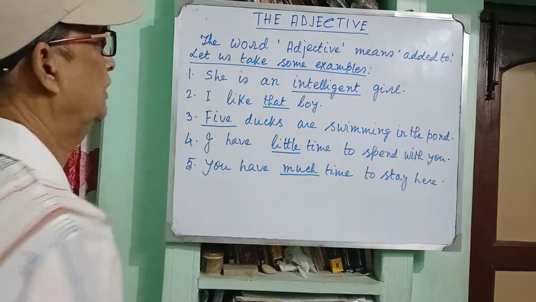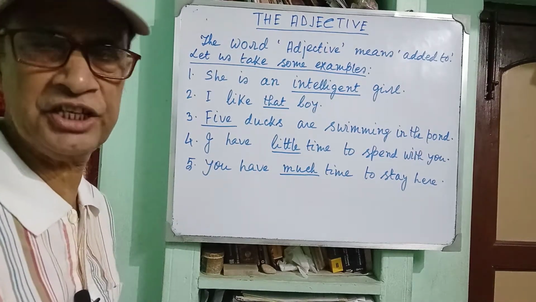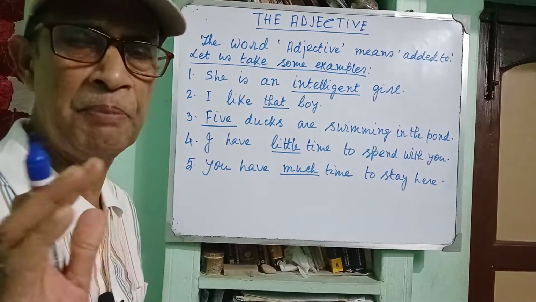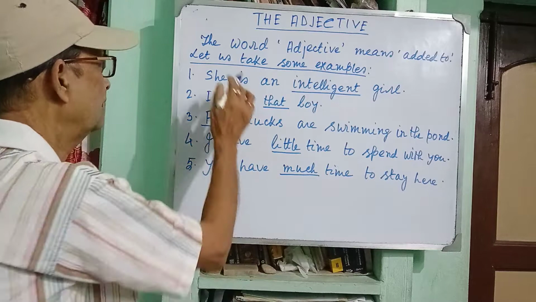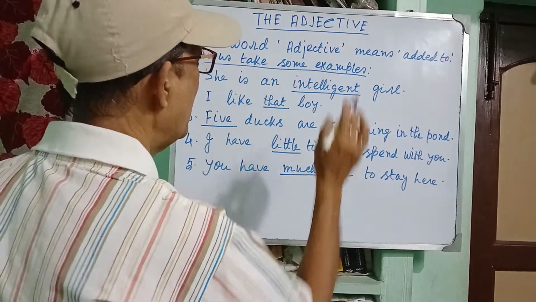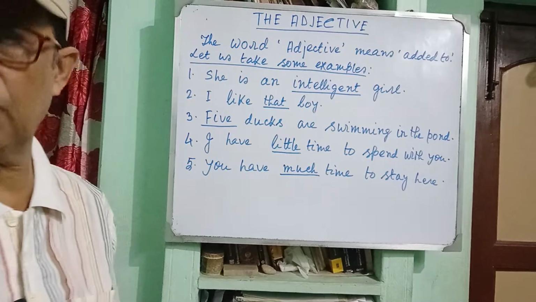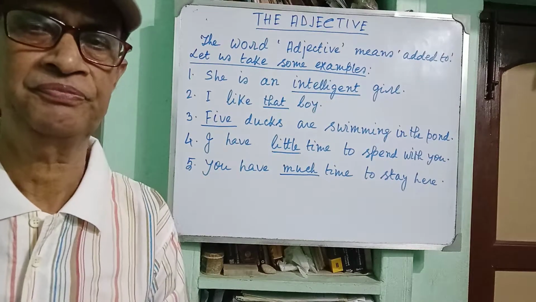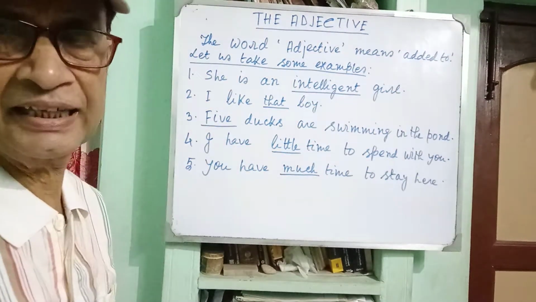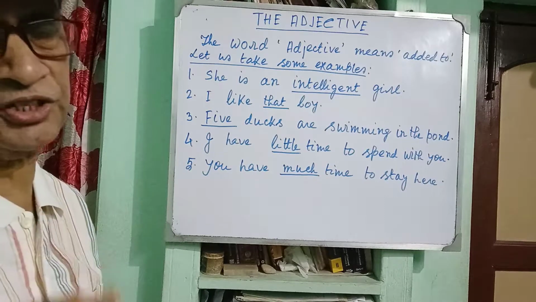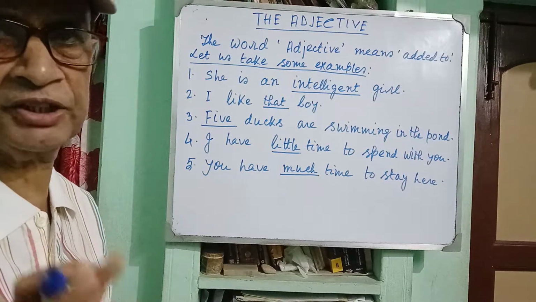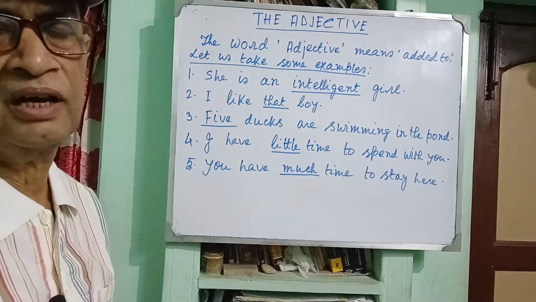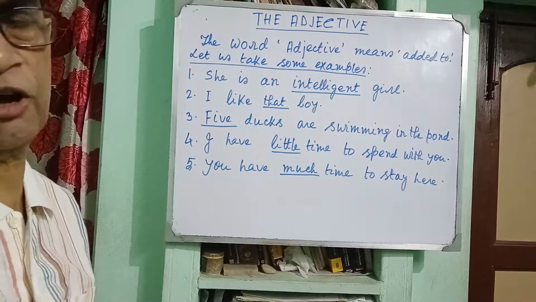Here you see that the term is the adjective. It is one of the parts of speech. The word adjective means added to. Now let us take some examples first. That is the deductive method, and then I shall deduce the law and I shall give you the definition of the adjective.